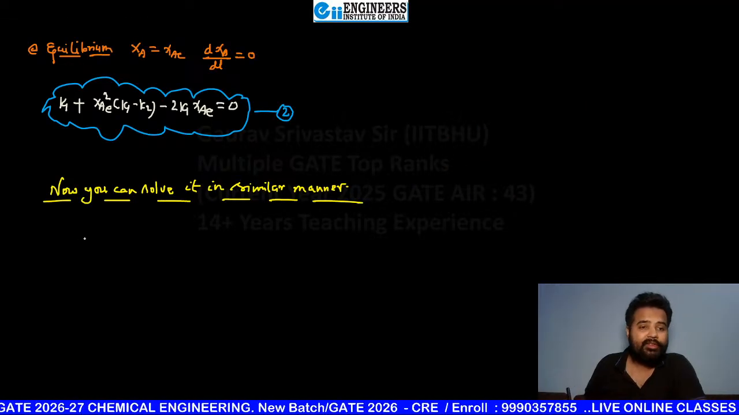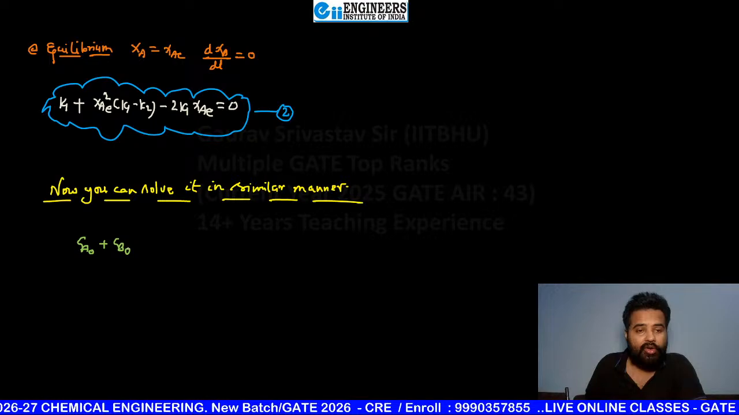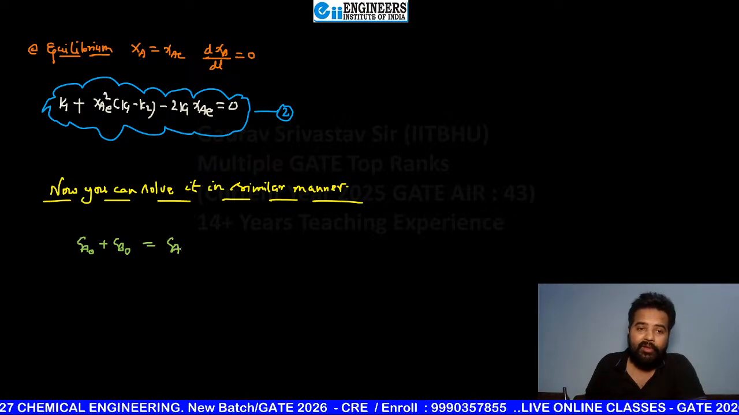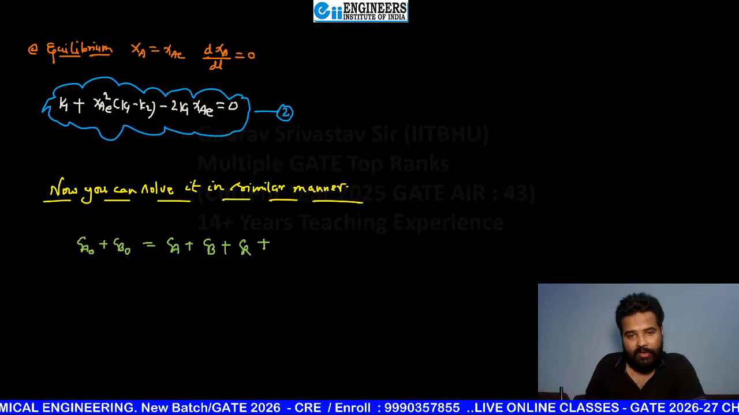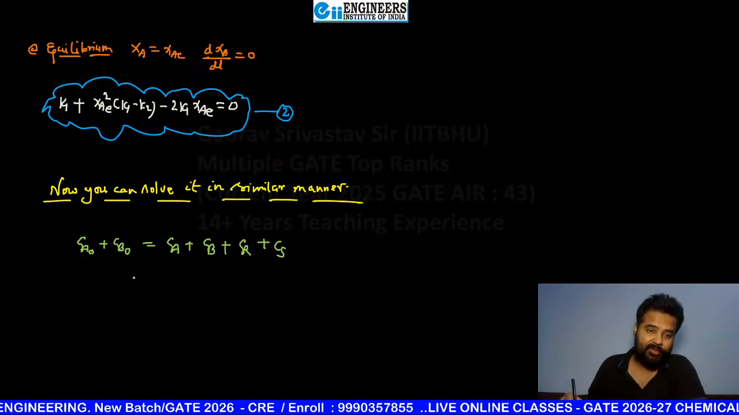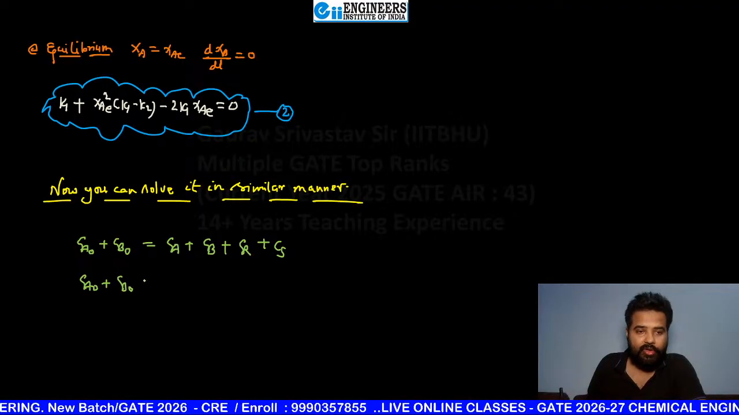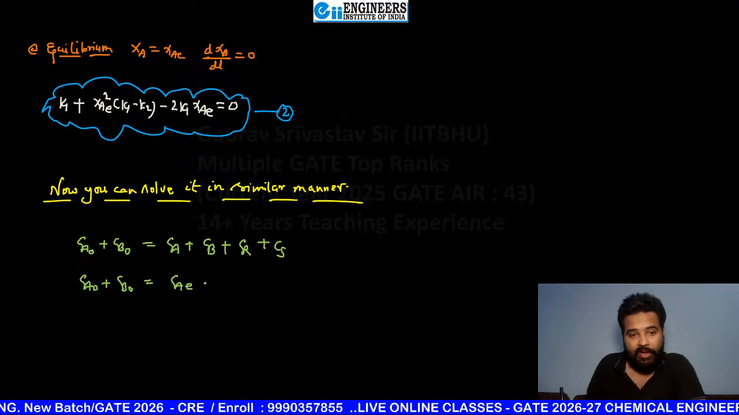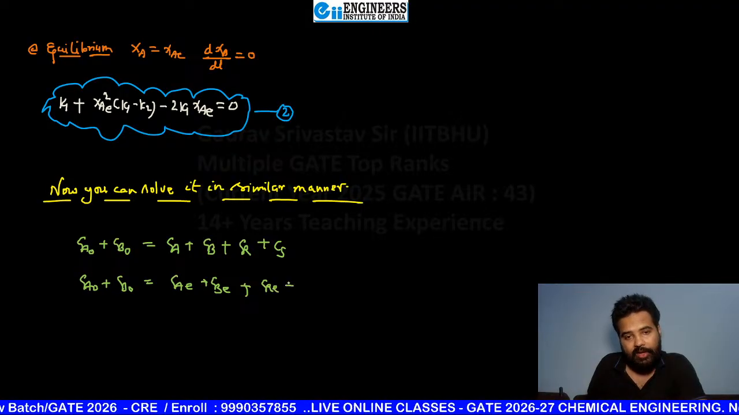So for this case, clearly CA naught plus CB naught will be equal to CA plus CB plus CR plus CS at every time. This is one material balance for this case. And you can also write CA naught plus CB naught is equal to CAE plus CBE plus CRE plus CSE.